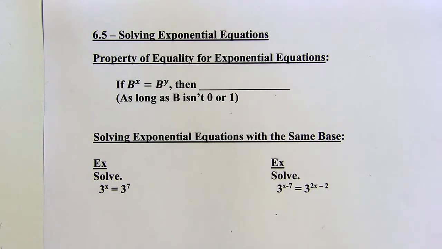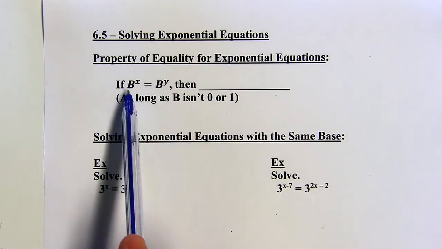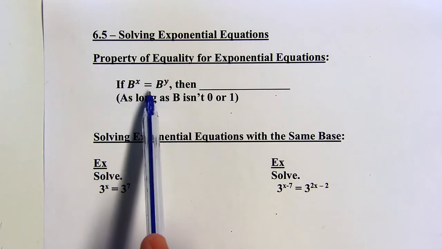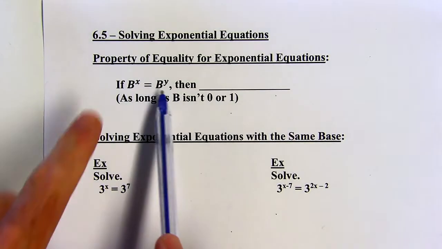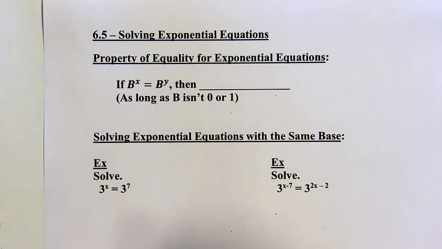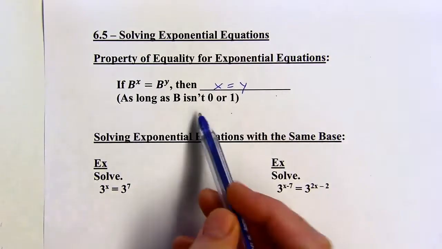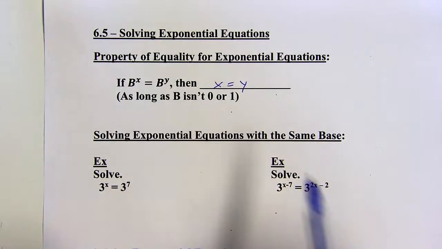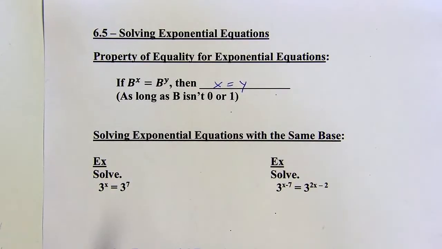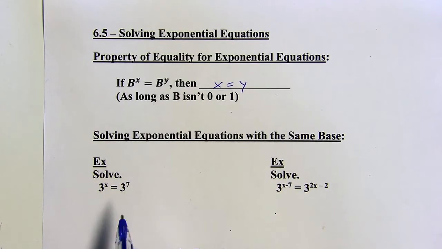6.5, solving exponential equations. So first we've got the property of equality for exponential equations. If you have b to the x equal to b to the y, so I've got the same base on both sides of the equation, then the exponents have to be equal to make this balance out. So x would have to equal y. The only exception would be if the base is 0 or 1, then they don't necessarily have to be equal. But otherwise, if you have the same base with different exponents and that's all you have, then you know the exponents are going to be equal.